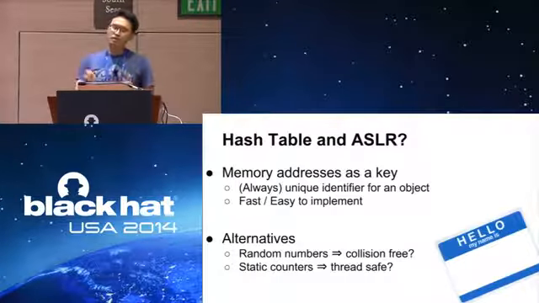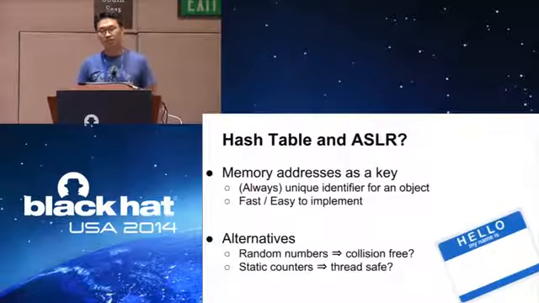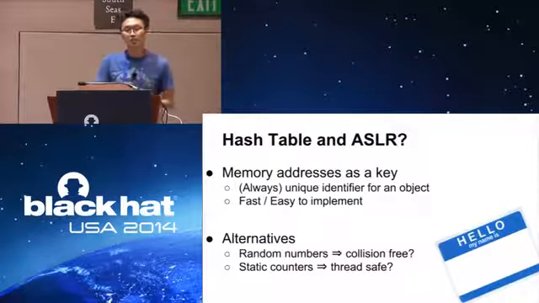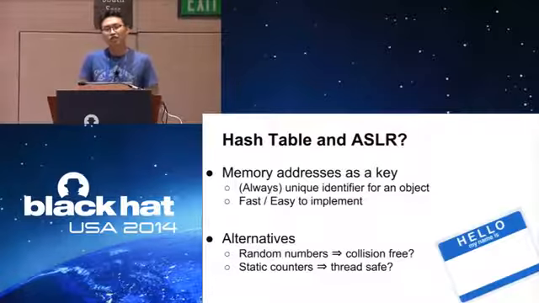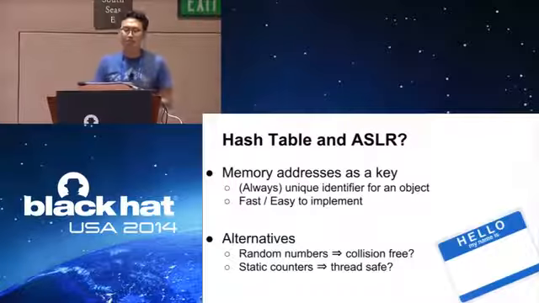When you're implementing these hash tables for general objects in the dynamic languages, you may want to get some unique identifier for an object. If you simply use the memory address as a key for this sort of object, then the implementation can be really fast, and also very easy to implement because you can simply do a static cast or reinterpret cast in C++.